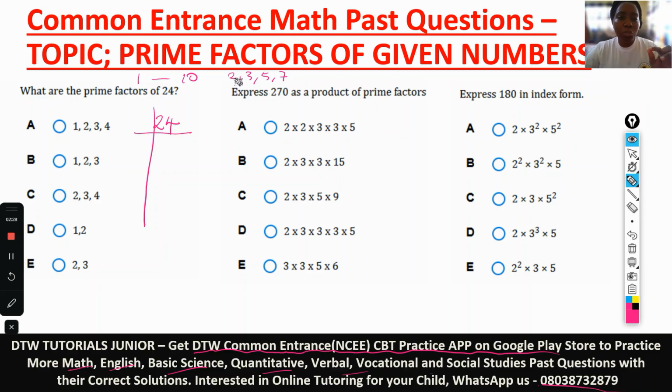All right, so we can use 2 here. 2 can go in 24. 2 is a prime number. 2 will go in 24 12 times. Can 2 go again? Yes. 2 will go in 12 6 times. Can 2 go? Yes. 2 will go in 6 3 times. And what else can go? Can 2 go? No, but 3 can go. 3 would go in 3 1 times. So these are the prime factors of 24.